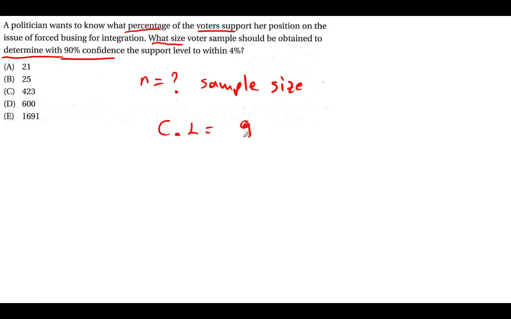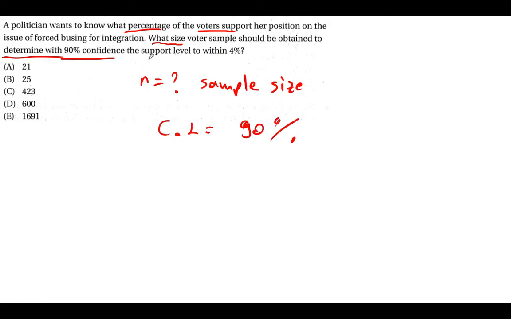A politician wants to know what percentage of the voters support her position on the issue of busing for integration. What size? What size means n. What sample size should be obtained to determine 90% confidence? So the confidence level is 90%.